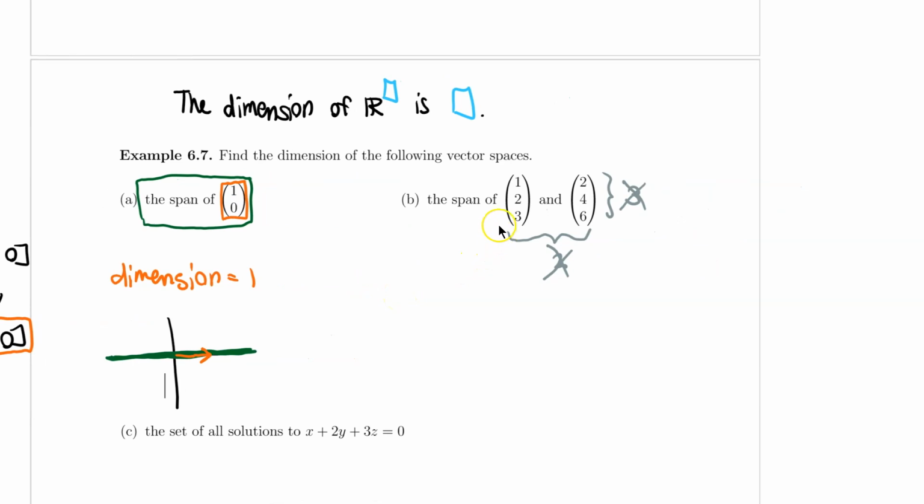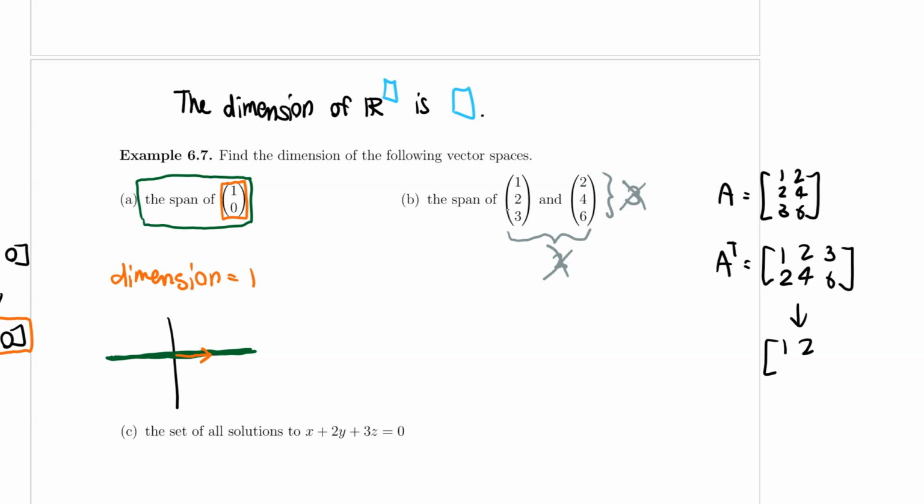Now for part B, my vectors are (1, 2, 3) and (2, 4, 6). Notice that the second vector is actually just 2 times the first vector. Now, if I were to use the algorithm, my matrix A is going to be (1, 2, 3) and then (2, 4, 6). And then my A transpose will just be 1, 2, 3, and then 2, 4, 6. Now I can reduce this guy, and that will give me (1, 2, 3) and then (0, 0, 0). So the dimension of this guy is going to be the number of vectors in the basis. It's going to be the number of non-zero rows here, and that is going to be just 1.